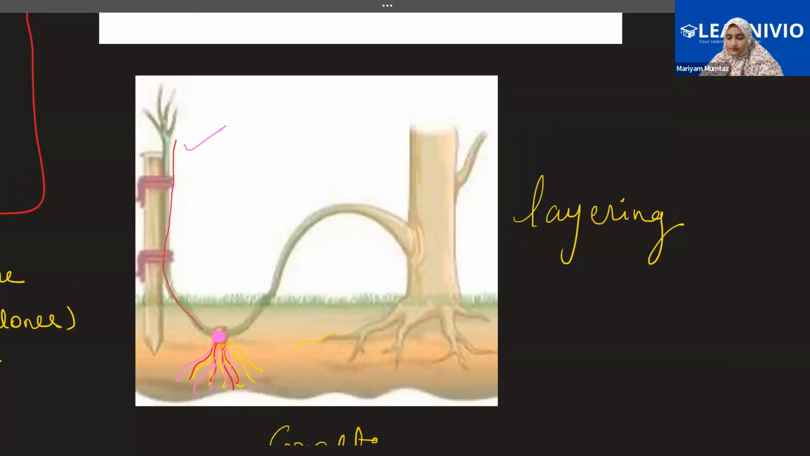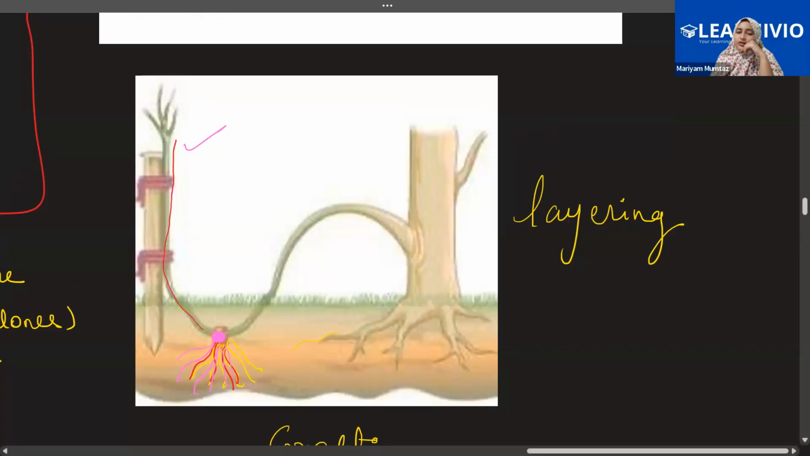Okay. In the case of layering, we take a branch of the plant and bend it in such a way that a part of it goes under the ground. You bend it and put it under the soil. After a while, root development will slowly take place at that point under the soil, and then the plant will develop outside like this. Because it will be a very weak part, we tie it with a support. This kind is known as layering.